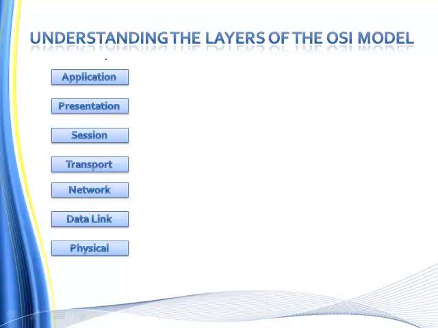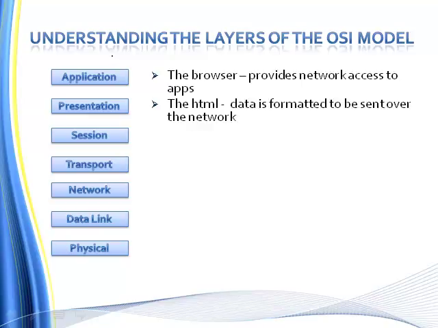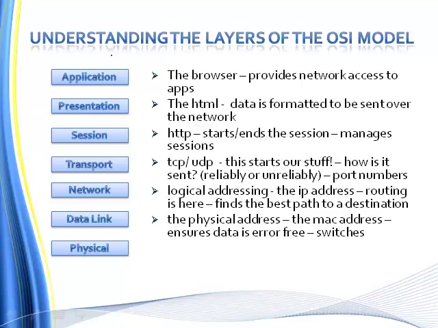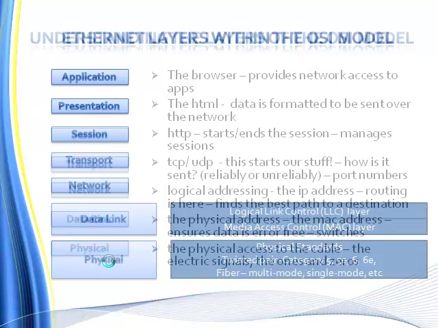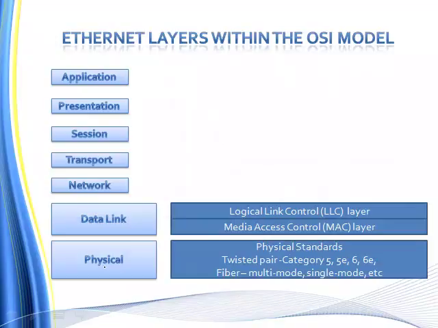So here we have our OSI model, friendly OSI model, and I hope all of you guys have memorized this by now. Here are all the different steps and what each of the different layers do. But what I really want to focus in on today is the physical and data link layer as it pertains to Ethernet.